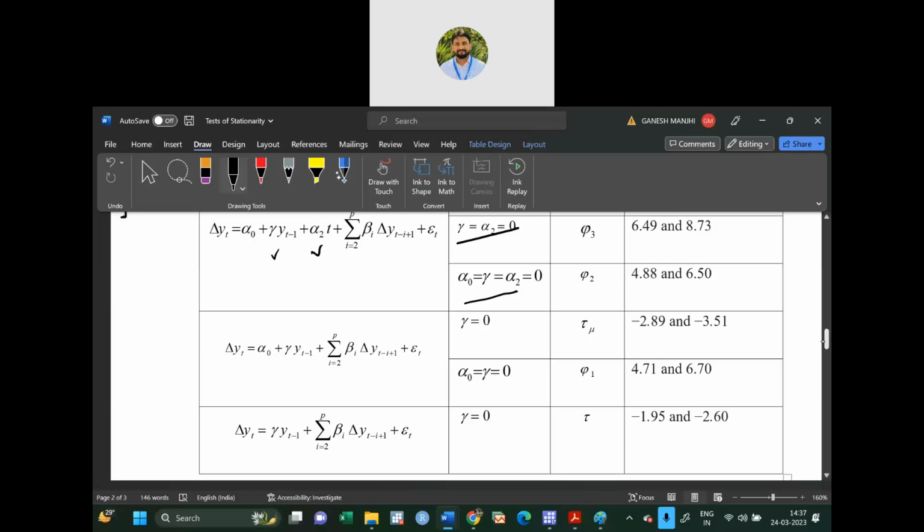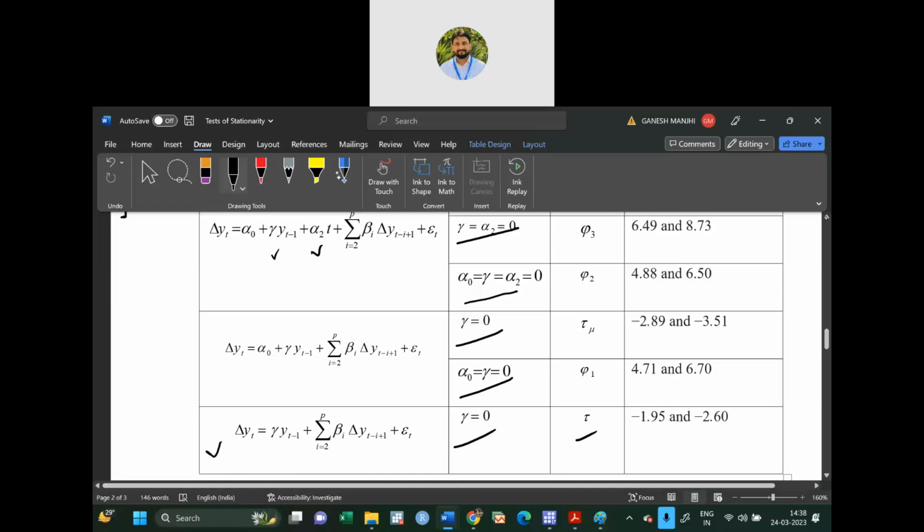Again, you found unit root, then go and test the second equation without trend. So you test for gamma equal to 0, you found unit root, go and check this one. Again, you found unit root. Finally, you check the third equation without trend and without constant term, and gamma equal to 0, and this is what we call tau test. And if you found unit root in all the cases, then you declare the series to be non-stationary.